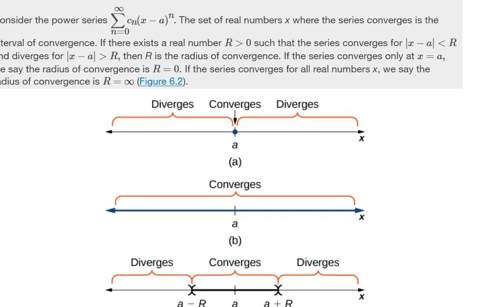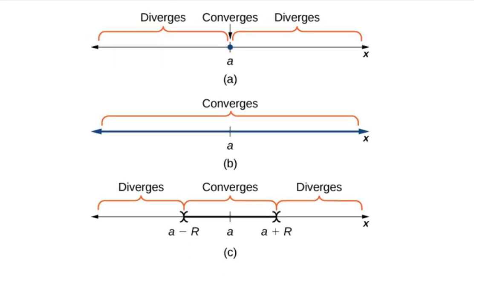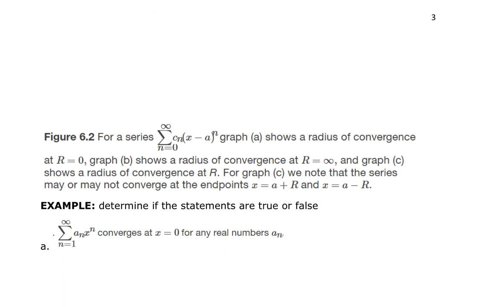So here are our examples. Here it converges only at a, so this is case 1 of our theorem. Case 2, it converges all the time. And case 3, it only converges within some distance r, the radius of convergence, away from my center, and it diverges everywhere else. So the figure that we have up above shows the radius of convergence at different places. That's what I showed you up above.